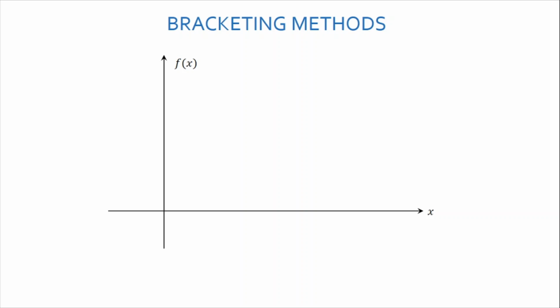Generally, the methods used in solving equations numerically can be divided into two groups: the bracketing methods and the open methods. In this video, we will explain the bisection method, which is a type of bracketing method. If we plot f of x versus x, we know that the true solution is located here. In bracketing methods, the idea is to guess two initial values of the solution.